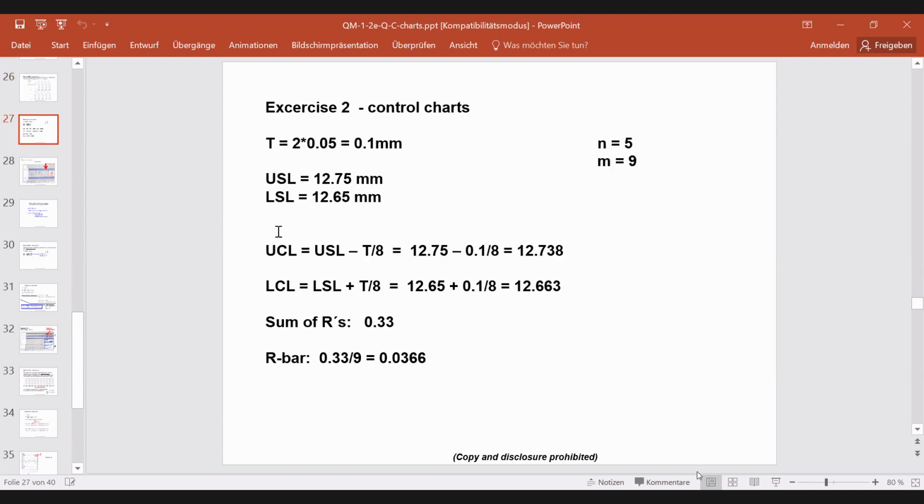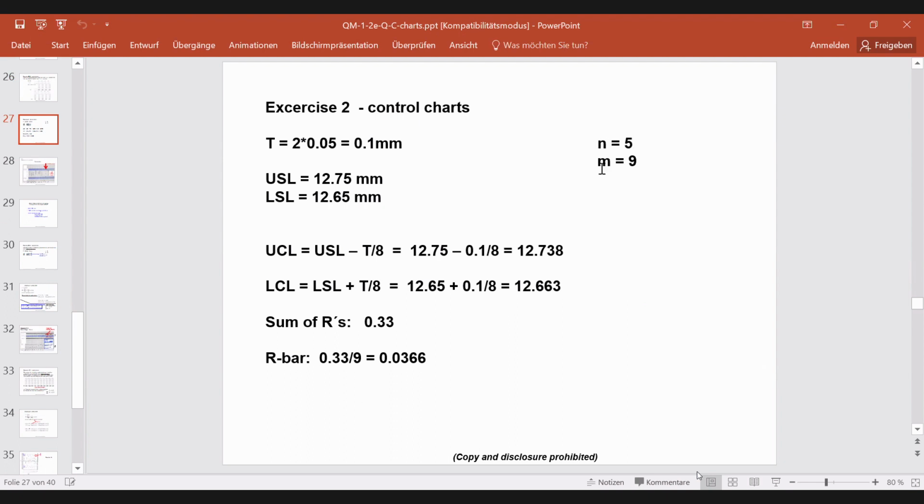First, the tolerance is 2 times 0.05 millimeters. This means total tolerance is 0.1 millimeters. This is a tenth of a millimeter. This means the upper specification limit is 12.75 and the lower specification limit is 12.65.